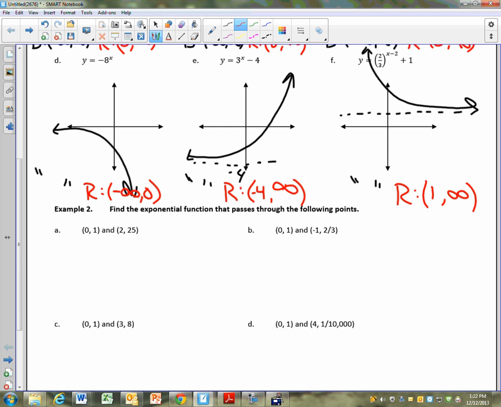So domain, always all real numbers for exponential functions. And the range is going to be, as we said, you're going to have to look at the graph. It depends on the horizontal asymptote. Grace, did you have a question?